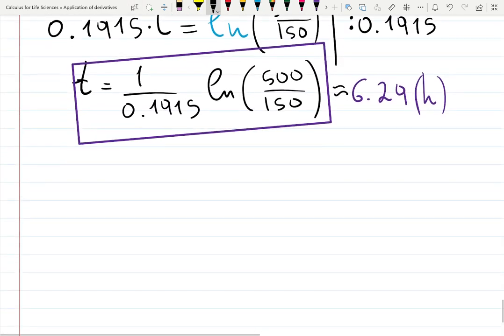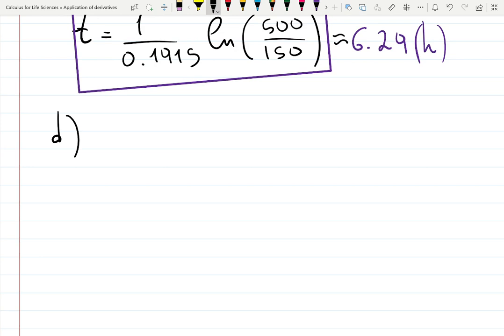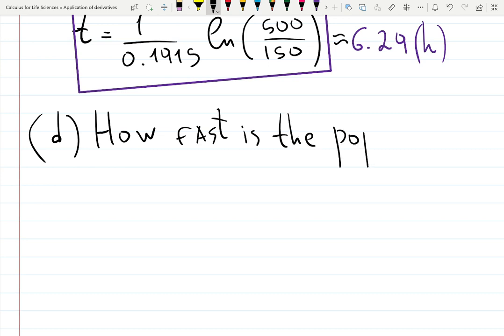But there's one more question left to answer. How fast? What does that mean? Derivative. That's why we are learning it. How fast is the population increasing? Is the population, let's call it pop, increasing? We actually don't have to say increasing. If the derivative is positive, that means it's increasing. So we can say changing, but it's fine.